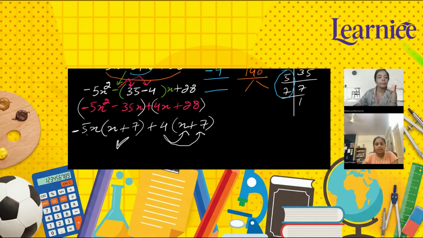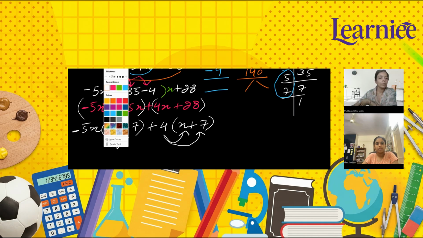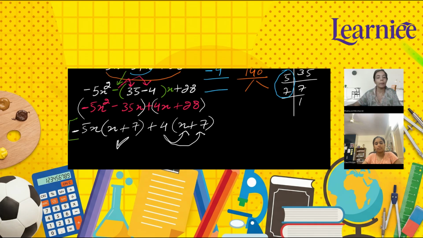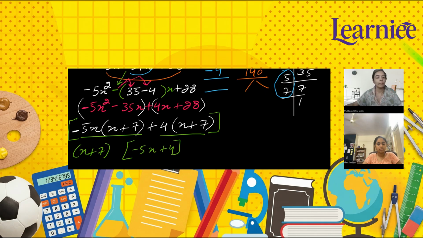Getting the logic? Now, as you know, in the last step, what rule do we follow? We always put bracket, because this would also be considered one term. 5x bracket x plus 7. Bracket means into, so if any value is in a bracket, that is considered one value. 4x plus 7, one value. So once you have taken x plus 7 out, you are left with minus 5x plus 4. So what two values are we getting? x plus 7 and minus 5x plus 4. Got it? Should I scroll up so that you can copy?